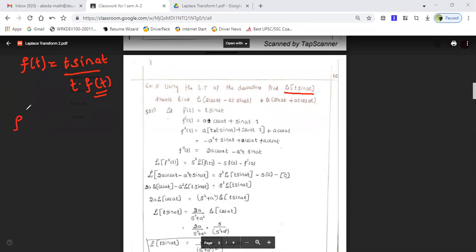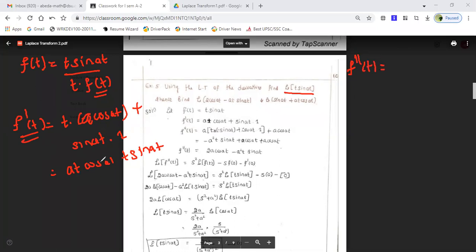So here f dash of t will be equal to, there are two terms: t as it is, differentiation of sine will be a into cos at, plus sin at as it is, differentiation of t is 1. So this is nothing but at cos at plus sin at. So this is your first differentiation, f dash of t. Similarly, find out f double dash of t.